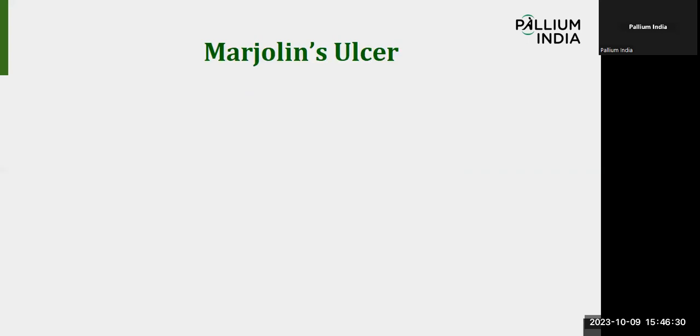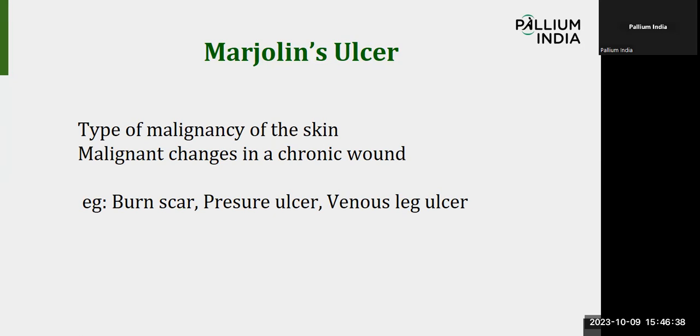So Marjolin's ulcer is also something you would have seen. Mainly this is a type of malignancy of the skin, with malignant changes in a chronic wound. A chronic wound means a non-healing wound, which can be because of a burn scar, pressure ulcer, or venous leg ulcer. You would have seen these in the normal setting, but here in palliative care we are seeing this kind of chronic wound. That type of malignant skin wound is called Marjolin's ulcer. It is a malignant change in a chronic wound, and it is also non-healing.